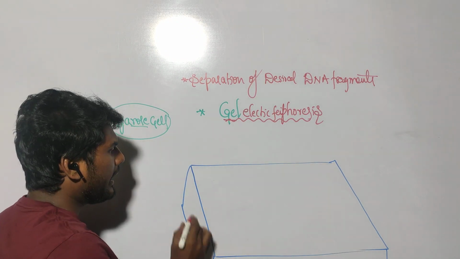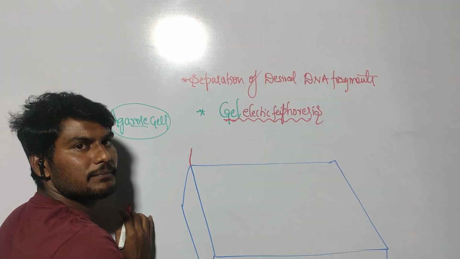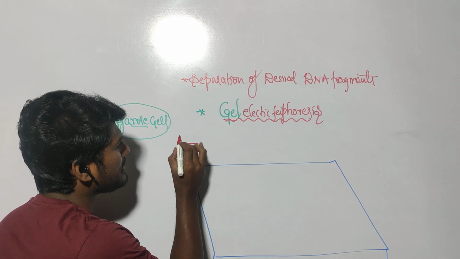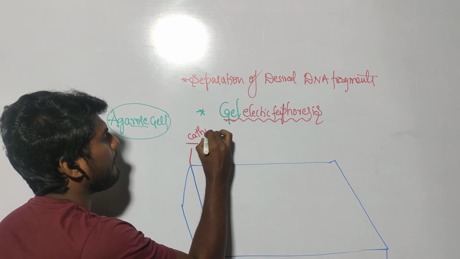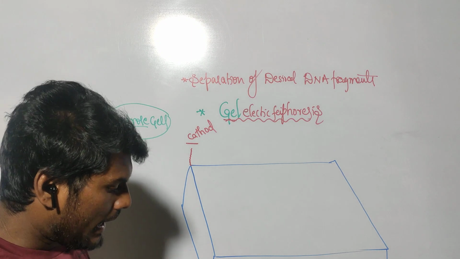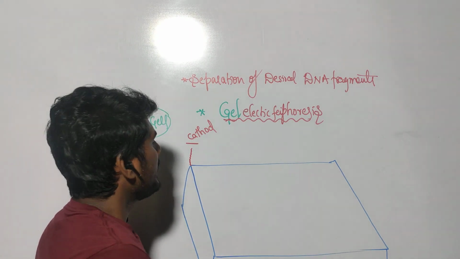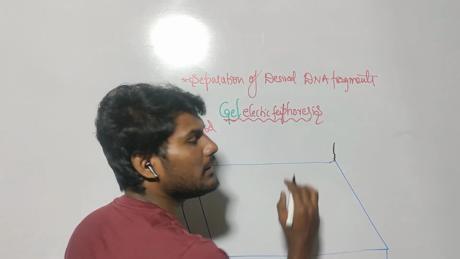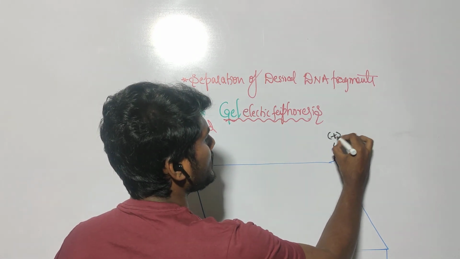It is a gel. And here there is an electric field. This electric field is minus, which is known as the cathode. And in this region, there is another electric field, and this is positive. What is positive? Anode.